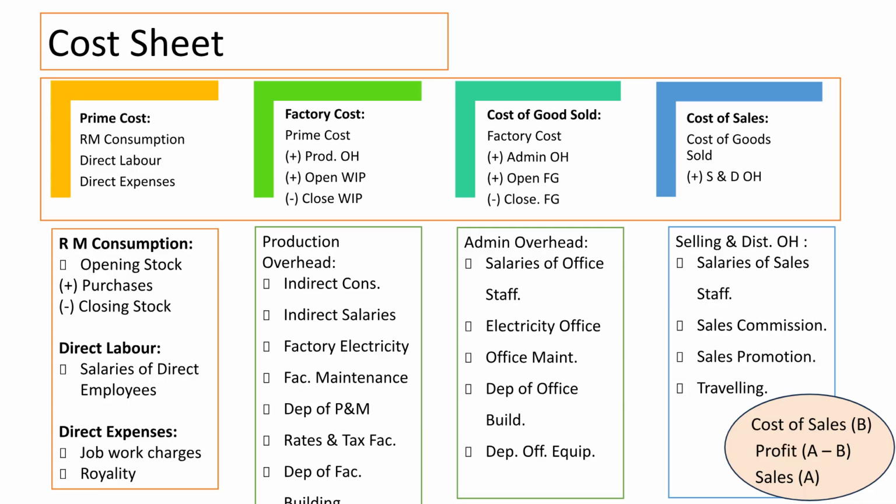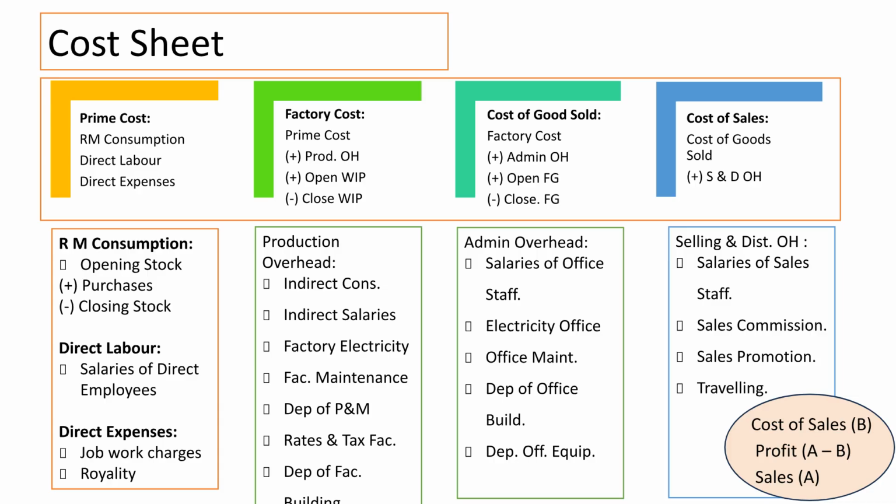Now the cost of goods sold. To arrive at the cost of goods sold, we need to add administrative overhead to factory cost, add the value of opening finished goods, and deduct the value of closing finished goods. Administrative overhead includes salaries of office staff, electricity of office, maintenance of office, depreciation of office building, depreciation of office equipment, etc.